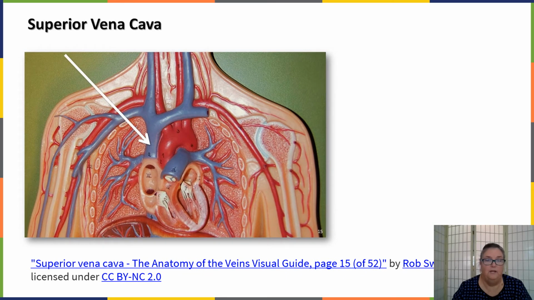The superior vena cava is a large vein. It's one of the largest veins, and so it's bringing deoxygenated blood from the arms and the head, right? And that's coming to the right atrium. We'll talk more about these large blood vessels and the heart itself in another mini lecture. This is an example of a large vein.